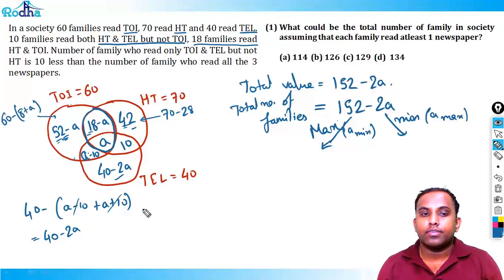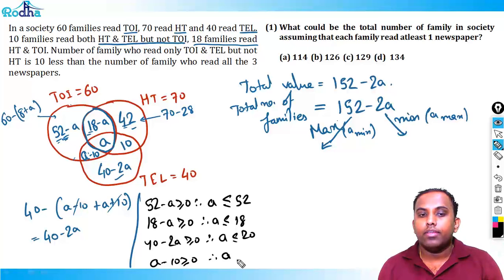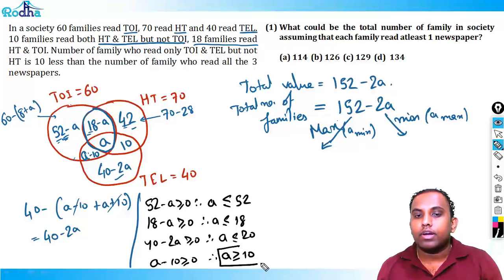So if I put like this, 52 minus A is greater than or equal to 0. Therefore, A is less than or equal to 52, right? 18 minus A is greater than or equal to 0, therefore A is less than or equal to 18. 40 minus 2A is greater than or equal to 0, therefore A is less than or equal to 20. And A minus 10 is greater than or equal to 0, therefore A is greater than or equal to 10. So see, there's only one greater than sign. So A is always greater than or equal to 10.